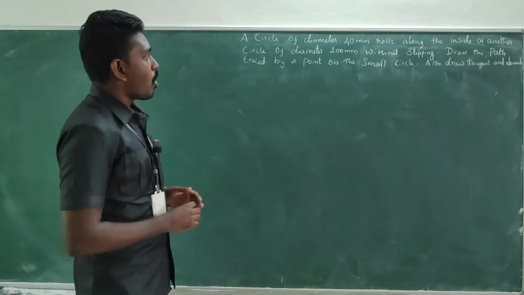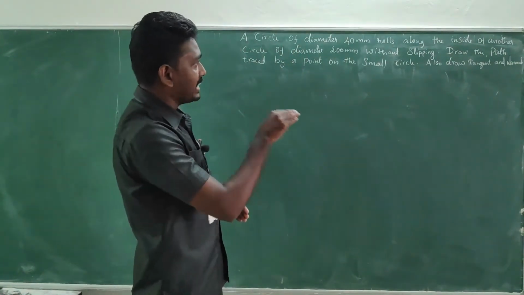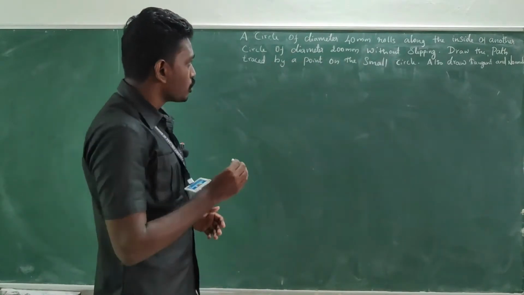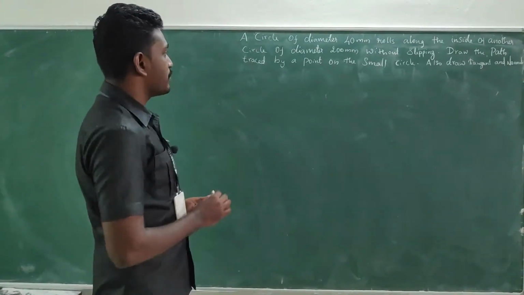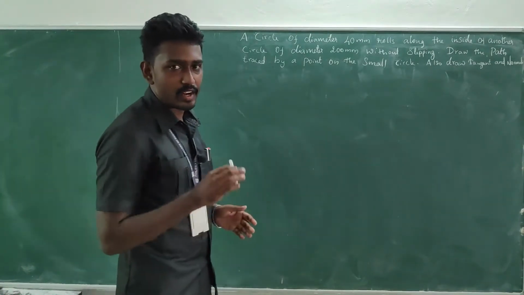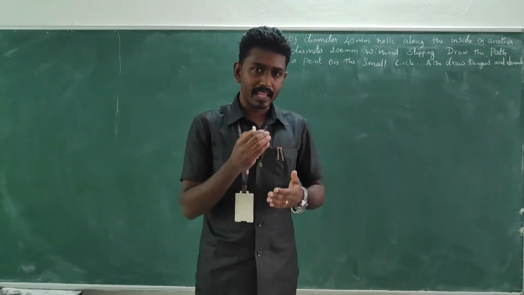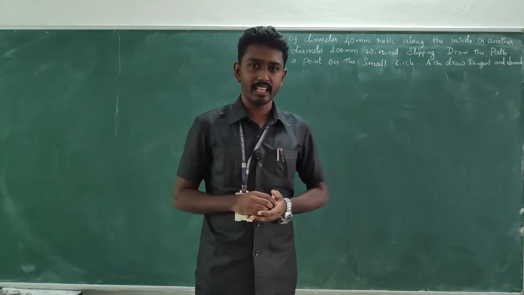A circle of diameter 40 mm rolls along the inside of another circle of diameter 200 mm without slipping. Draw the path traced by a point on the small circle. Also draw tangent and normal. So now you have a question, and try to remember all the concepts you have in the cycloidal curve.